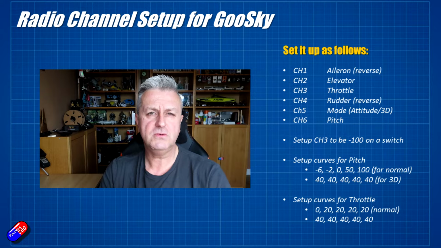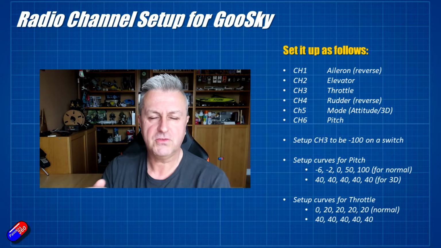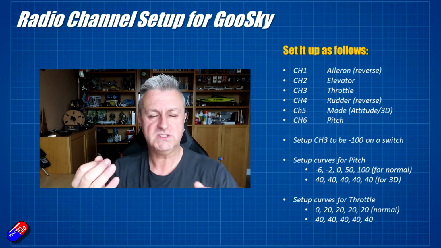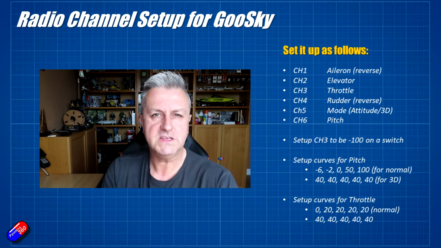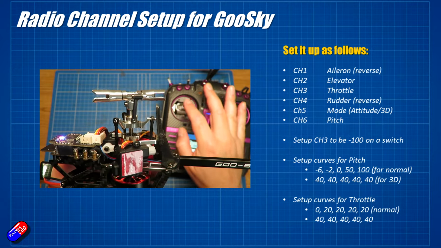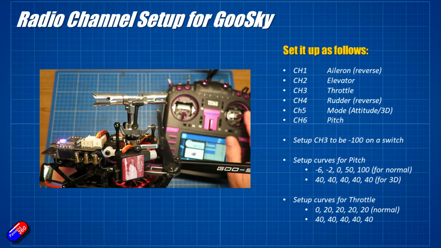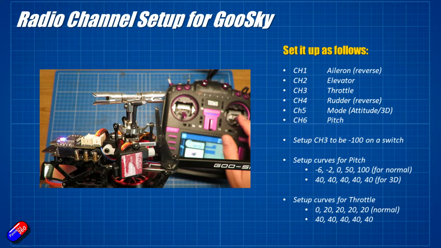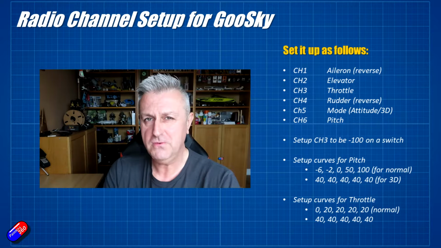Now, in addition to those, I would recommend that you set up a throttle hold switch. It's covered in the manual, but you definitely want a switch that's going to override the throttle channel value to be -100, so you can't accidentally start things. It also means that you can check things like the pitch movement on the blades without actually starting the helicopter. Always make sure that when you're playing with the heli on the bench that you have the blades removed.